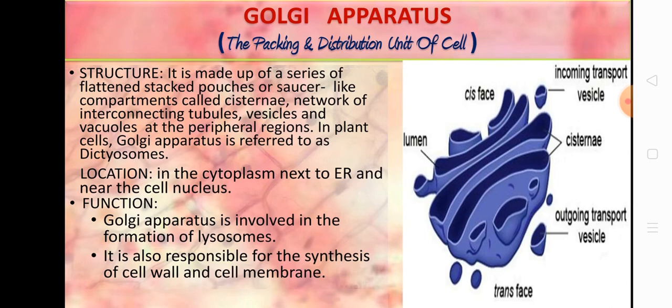Remember, the proteins and the lipids that came from the endoplasmic reticulum, they reach this Golgi apparatus, and here the proteins and the fats, that is the lipid, are brought together, modified to form cell membrane, which is made up of lipids and proteins. They also help in formation of lysosomes, as you mentioned, because lysosomes are filled with enzymes, and these enzymes are produced by proteins. So this really is the packaging and modification and distribution unit of the cell.